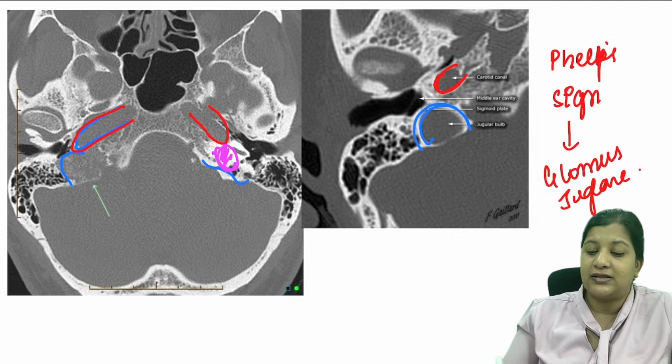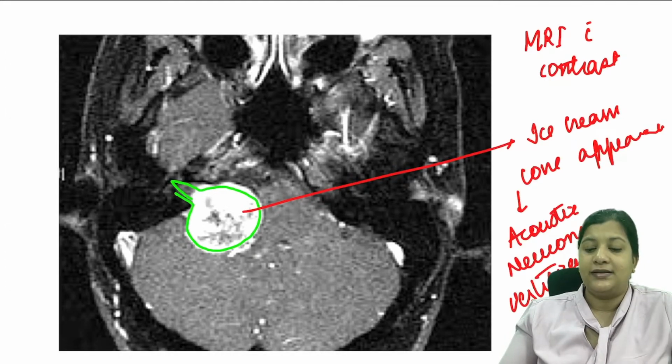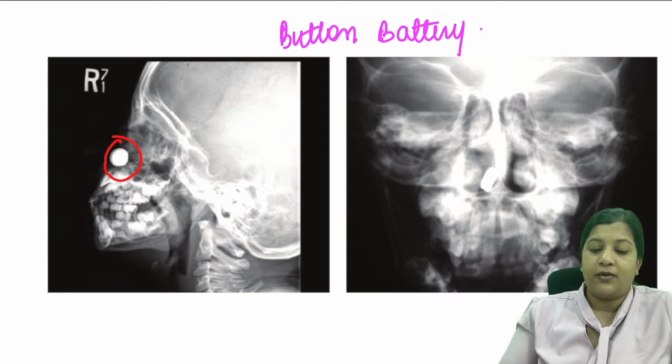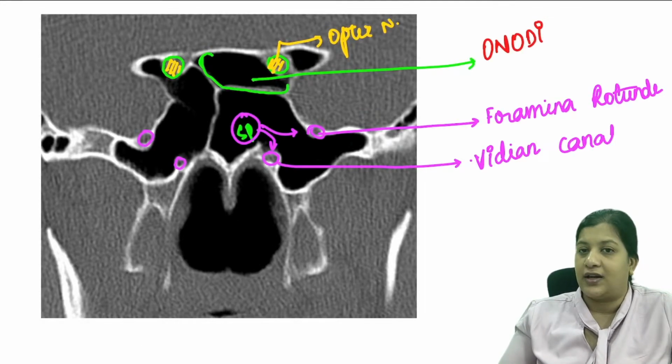If you see that there is erosion of the bone which is present here between the carotid and jugular, what will you call it as? You will call that as Phelps sign seen in Glomus tumor. Ice cream cone appearance is seen in which condition? Acoustic neuroma. Foreign body with 2 rings usually will indicate to you button battery. 2 different densities will tell you that it is an AFRS, allergic fungal rhinosinusitis.